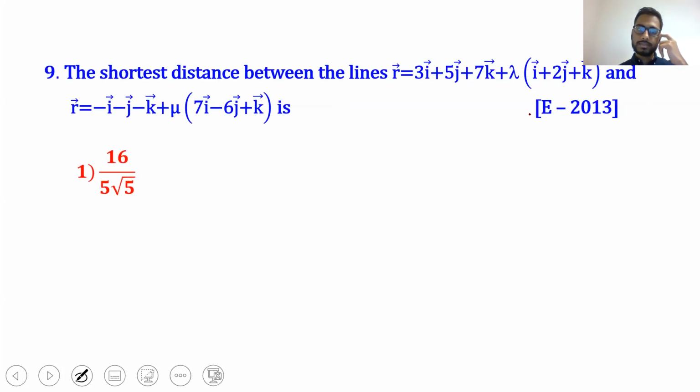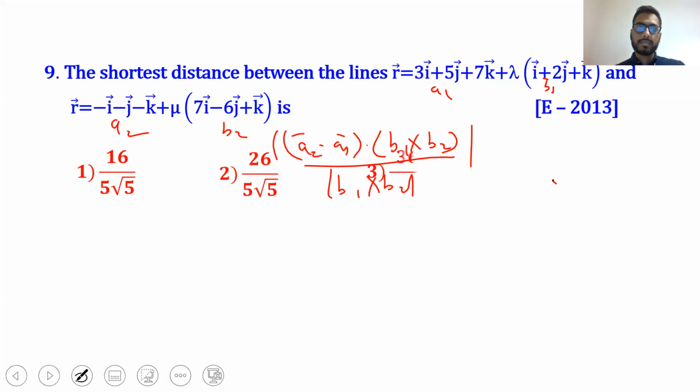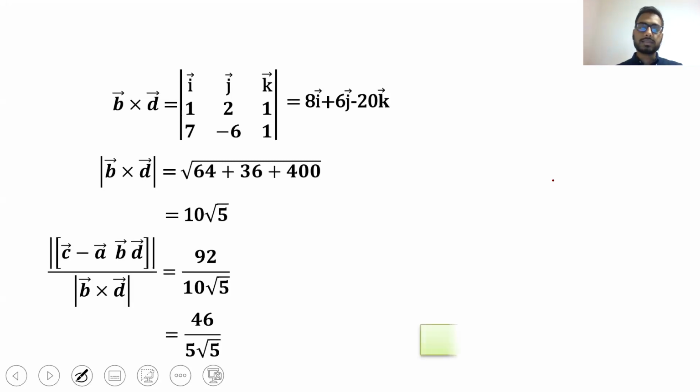For the shortest distance, as I said earlier, consider this one A1, this one B1, this is your A2, this is your B2, and apply your formula: A2 minus A1 multiplied with B1 cross B2, the whole term divided by the magnitude of B1 cross B2. After solving, the final answer comes as this.